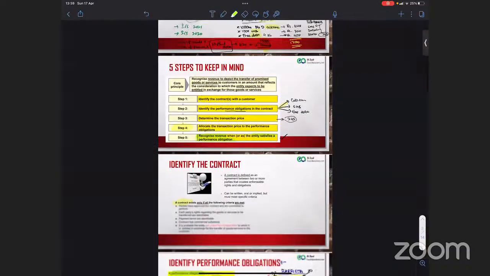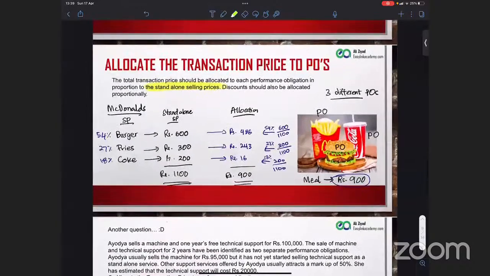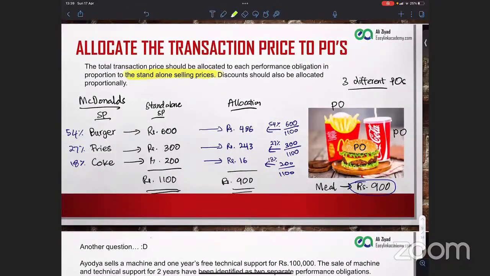Now, guys, how do we record the revenue here? Are we going to wait and watch till the customer takes a bite of burger, takes a bite of fries, has a sip of Coke? Tell me, guys, are we going to wait till the customer takes a bite of the burger in order to record the revenue?